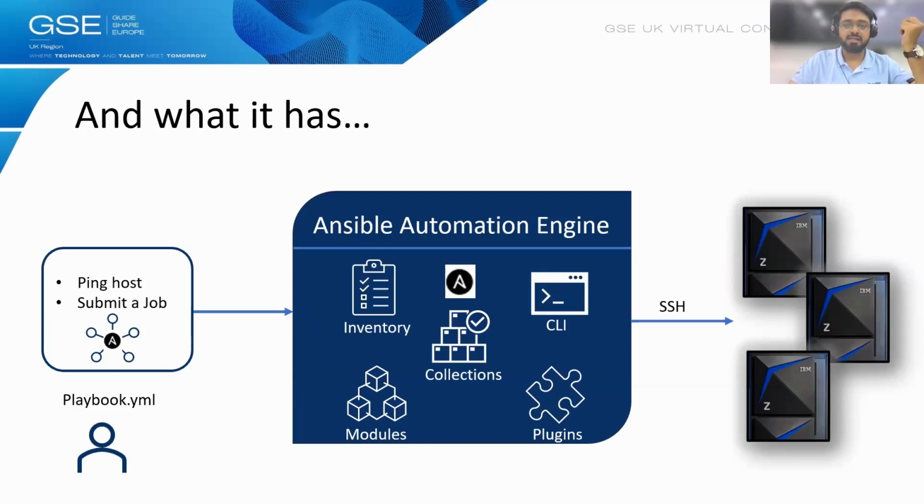Then you have the collections. So a collection is like a combination of modules. Modules are also certain tasks combined together and simply put into a collection. And here today in our example, we'll see IBM Z core collections to ping a host or submit a job on mainframe. It uses CLI.